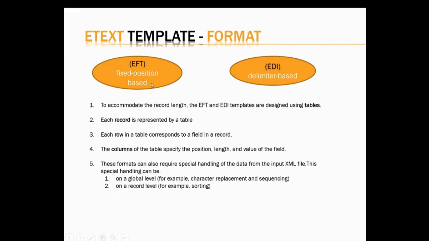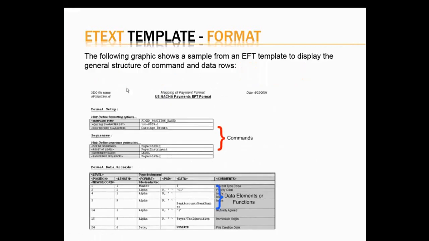So we can create the ETEXT template, and both of these formats come under the ETEXT template: through EFT, that is fixed position based, or through EDI, that is delimiter based. We will be using these formats very frequently in most of our implementations. Most of our outbound integrations from the Fusion applications will be created with either of these two methods, so knowing these is very important, especially for Fusion implementations.